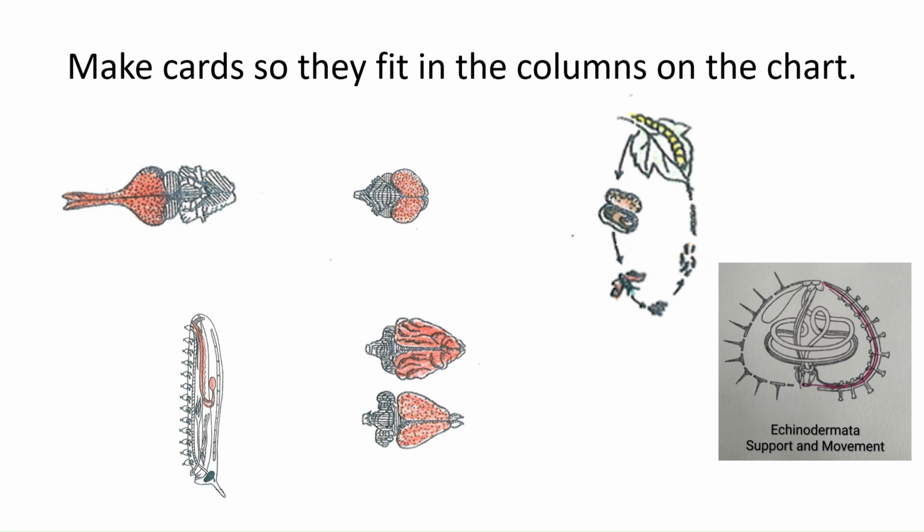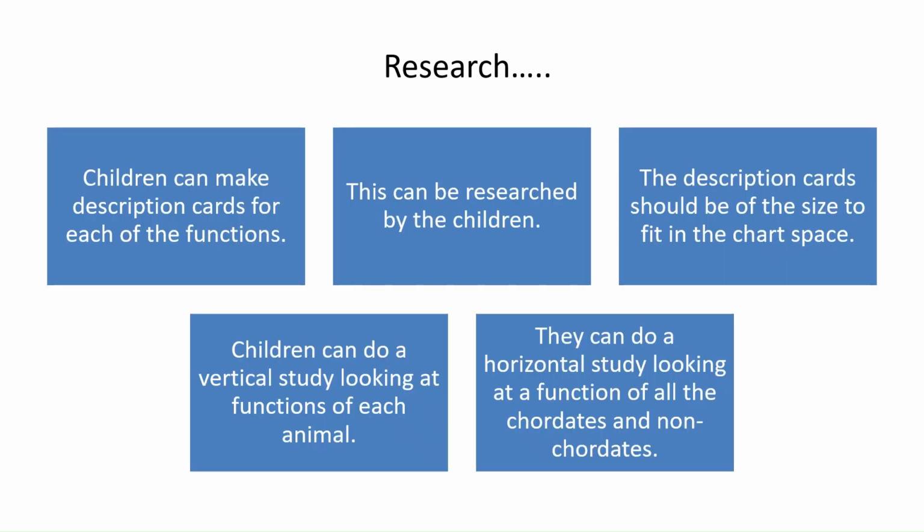Now, when we make the material, make the cards so they fit in the columns on the chart perfectly. Through research, they can make description cards for each of the functions. This can be researched by the children. So the description cards should be of the size to fit in the chart space. Children can do vertical study, that is looking at functions of each animal. They can do a horizontal study looking at a function of all of the chordates and non-chordates.